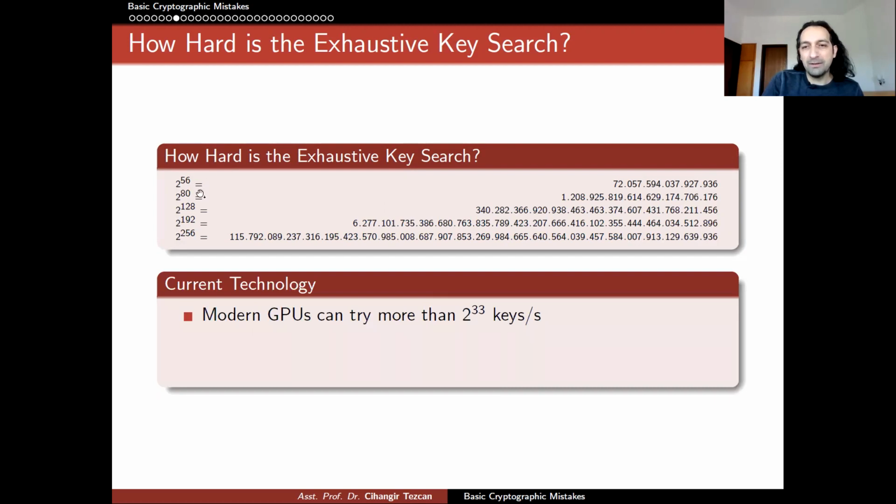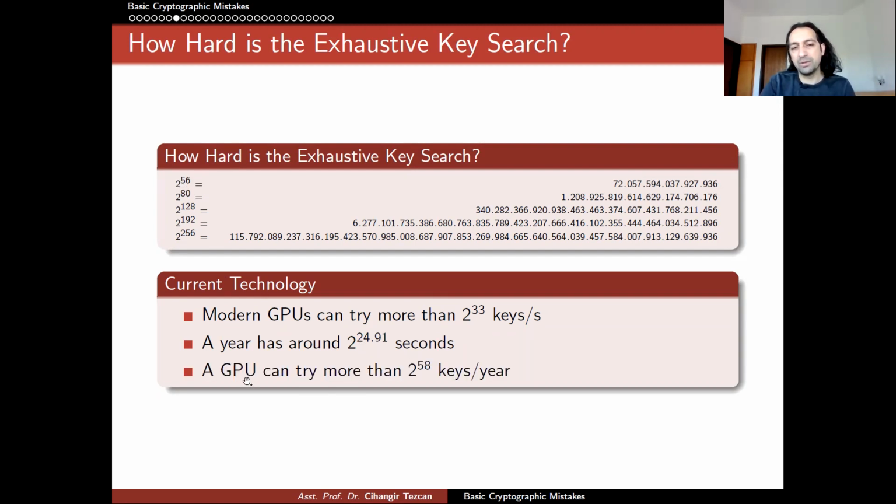You might ask how long it takes if I want to break such a system. A modern GPU can try more than 2 to the 33 keys per second. And in a year, you have around 2 to the 25 seconds. This means that a modern GPU can try 2 to the 58 keys per year. As you can see, this number is larger than this one. So if you want to attack this with a single GPU that you bought for gaming, you can do it in a few months. And if you want to break 80-bit security, you need maybe millions of GPUs, so gamers can get together on the internet and work for a few months or years and can break this system too. So short keys should be avoided, but these ones are completely secure with respect to current technology.